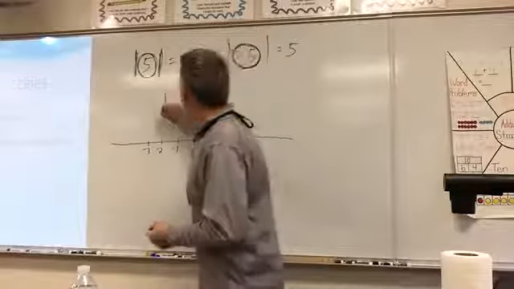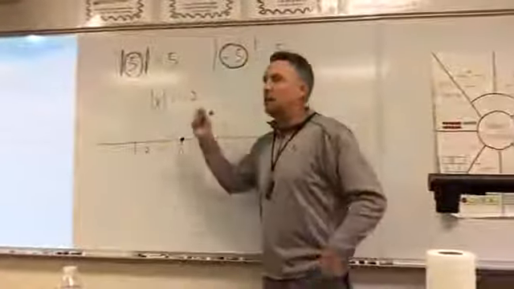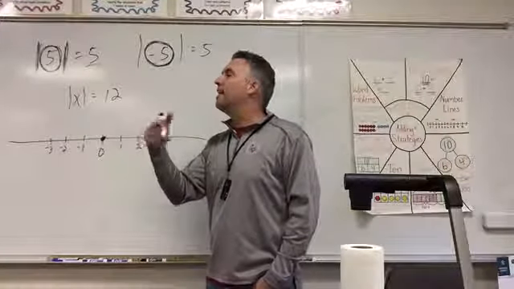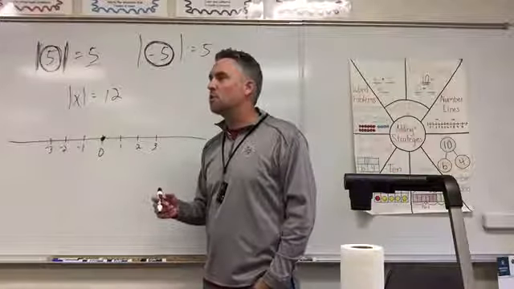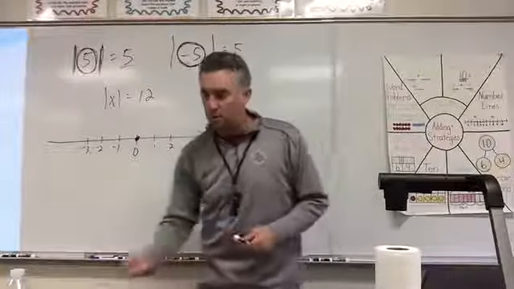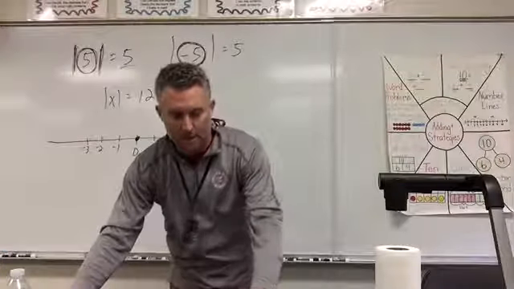For example, the absolute value of x is equal to 12. Solve for x. You can do that one in your head. There's 2 answers. What are they? 12 and -12. There's 2 answers, right? Because both 12 and -12 are 12 units away from 0. Okay, very good. Okay, let's practice.